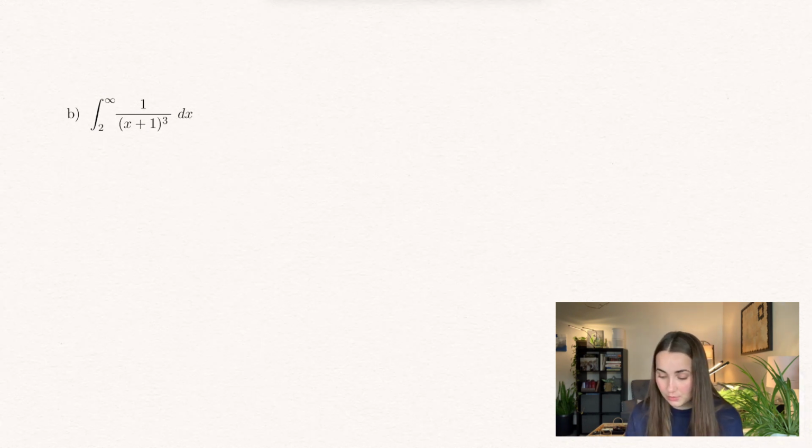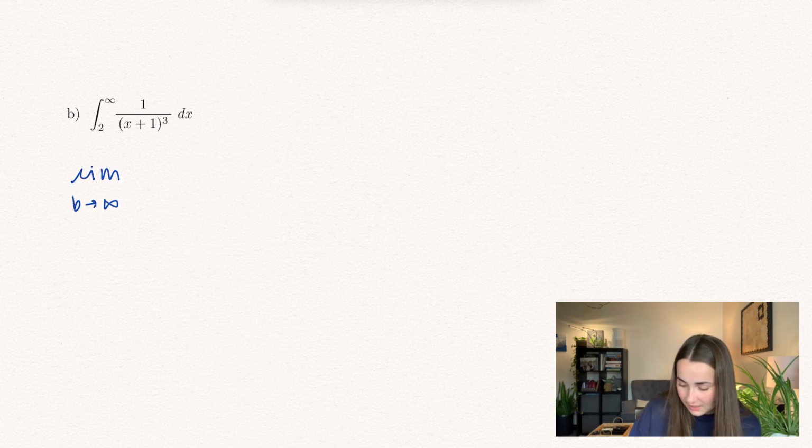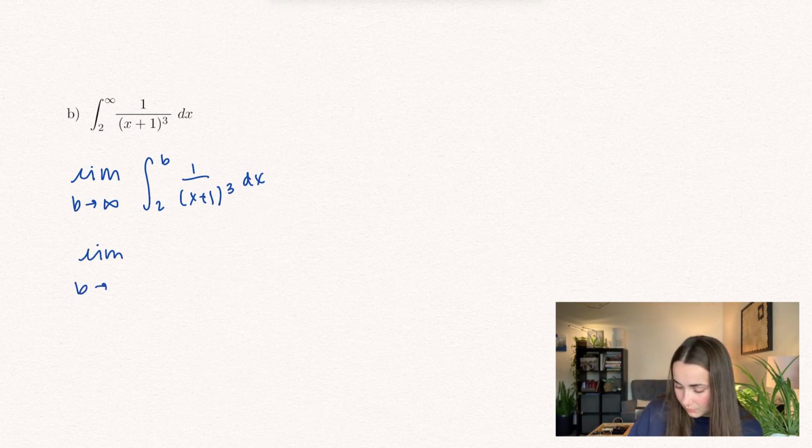Here we have, look at this, an improper integral because we have a bound of infinity. It's improper because infinity is just a concept, it's not a number. So here, let's go and rewrite it first. The limit as b approaches infinity of the integral from 2 to b of 1 over x plus 1 cubed dx. So our first step is we want to find the antiderivative. So I'm actually going to rewrite it so we can see power rule really well. So I'm going to write that as x plus 1 to the negative 3 dx.